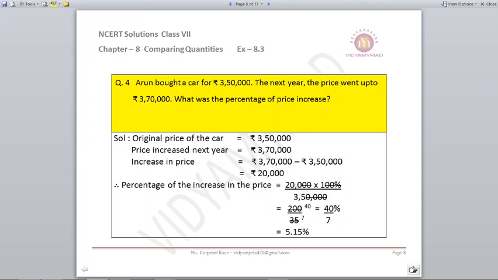20,000. So in order to find out percentage increase, the change amount, that is 20,000, divided by the original price, that was 3,50,000, multiplied by 100%, because we need to find out the percentage. This can be reduced and you get 40 upon 7%. So actually the percentage is 5.15.